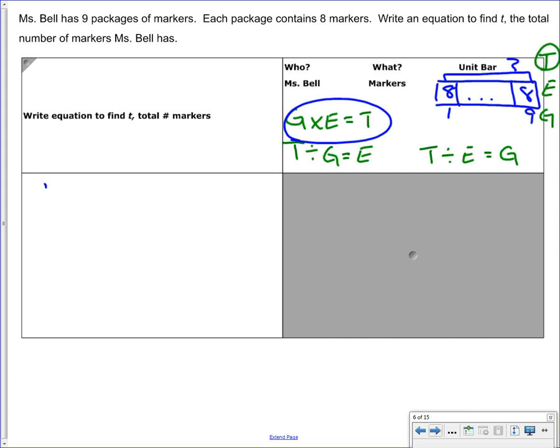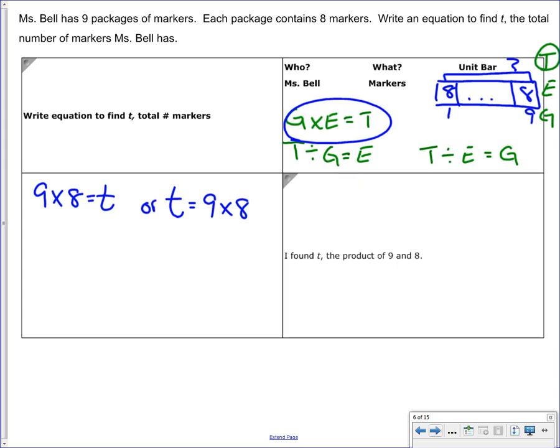So we can set up our equation like this, or like this. I want to write it both ways just in case it's written in the way that you didn't write it the first time. You know, those tricky test makers, they may write it a different way. So to solve this problem, I found the product of 9 and 8. And so that's what we put there.